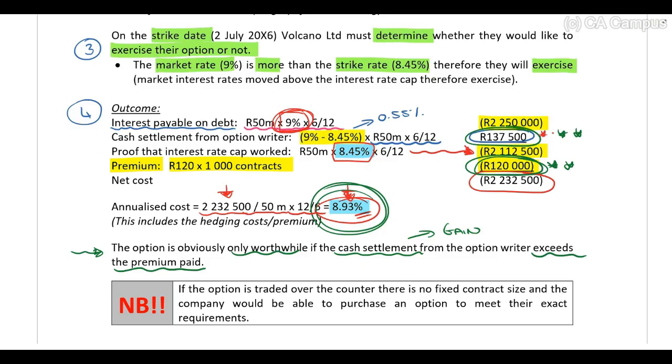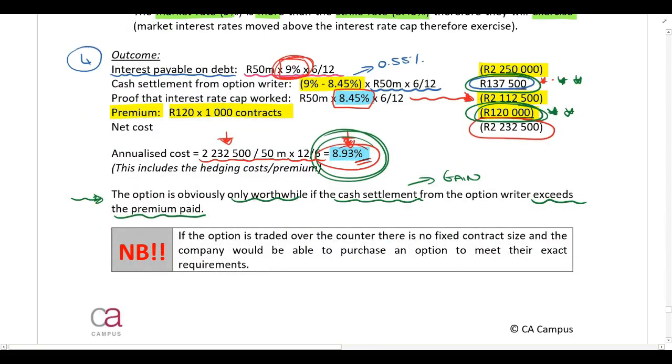Then lastly, in this example, we had an option that was traded on a formalized exchange. So that's why we used the standard contract size of 100,000 Rand. Please note, if it's traded over the counter, then obviously there is no fixed contract size and the company will be able to purchase an option that will meet their exact requirements.